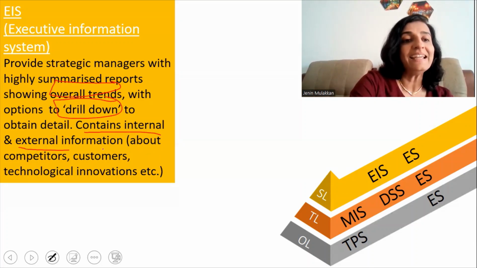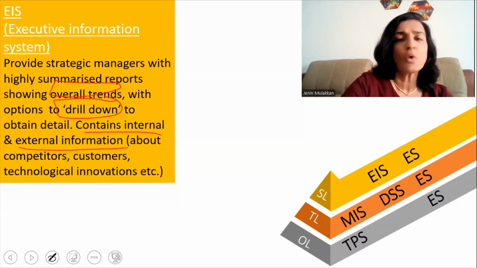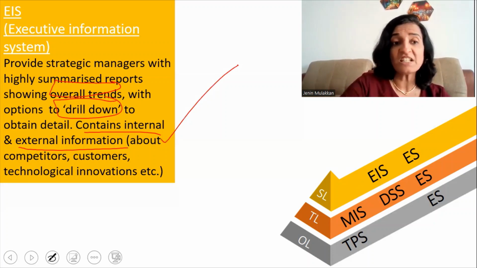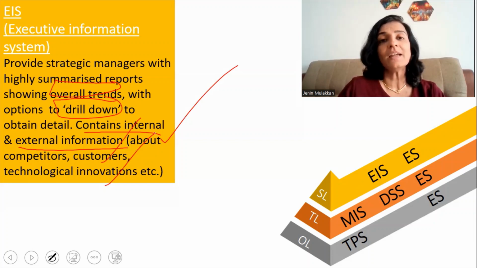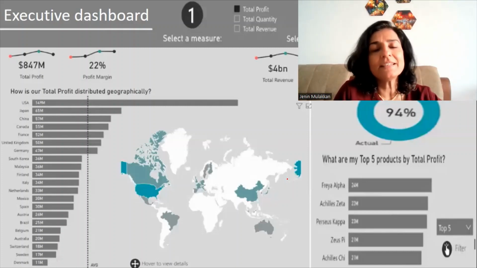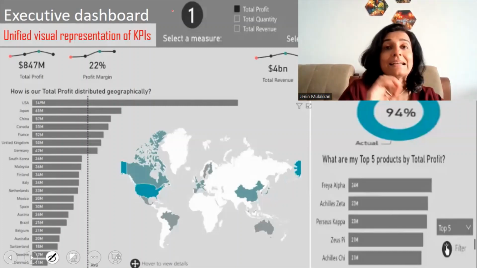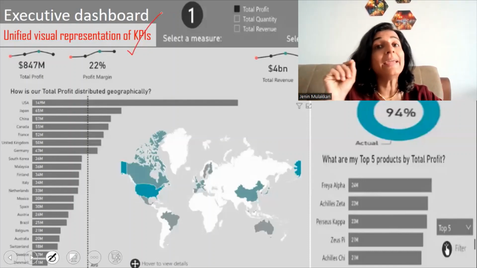And it contains internal and external information. So what is the external information that they need? External information about the competitors, the customers, the technological innovations, etc. Now let's take a quick look into one of the executive dashboards. The executive dashboard is the primary component of the executive information system. It is the unified visual representation of the KPIs.